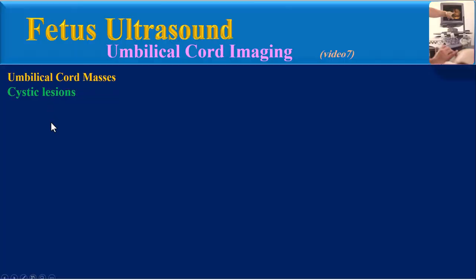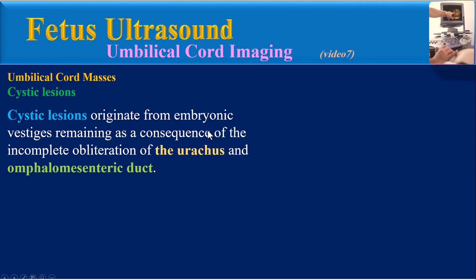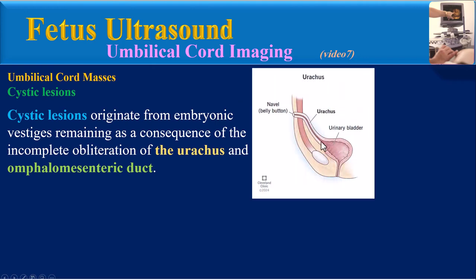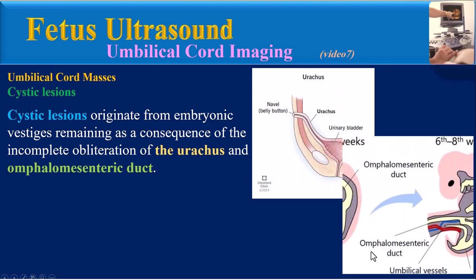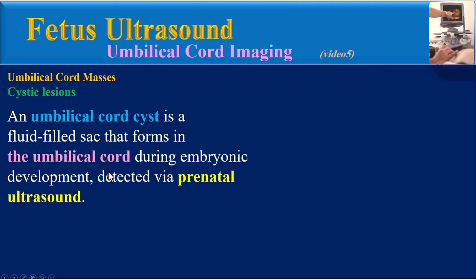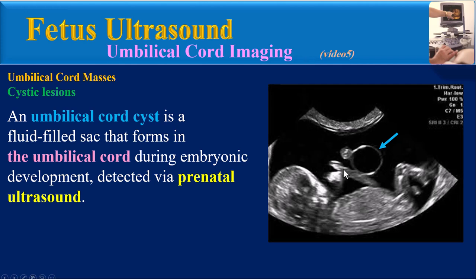Umbilical cord cystic lesions originate from embryonic vestiges remaining as a consequence of the incomplete obliteration of the urachus and omphalomesenteric duct. An umbilical cord cyst is a fluid-filled sac that forms in the umbilical cord during embryonic development, detected via prenatal ultrasound, as you can see in this image.